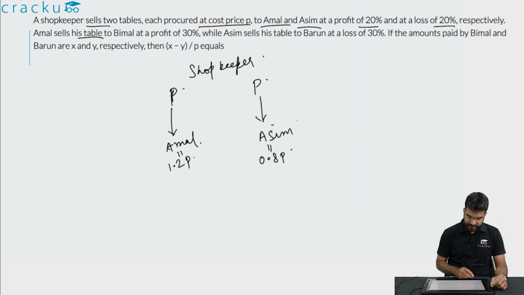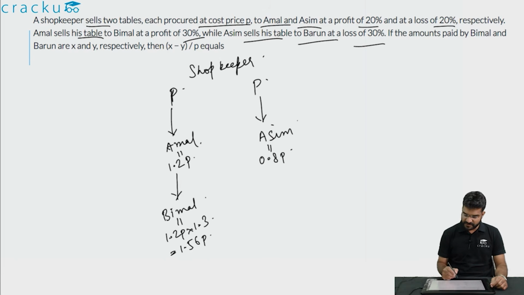Amal sells his table to Bimal. Amal sells it to Bimal at a profit of 30%. So for Bimal, the cost price will be 1.2 P into 1.3, which is equal to 1.56 P. While Asim sells his table to Barun at a loss of 30%. So he will pay 0.8 P into 0.7. This will equal 0.56 P.